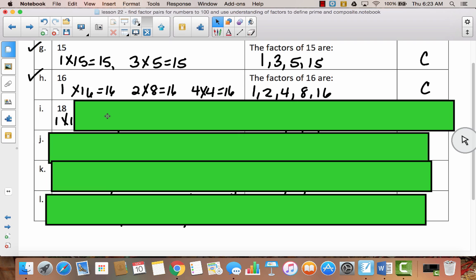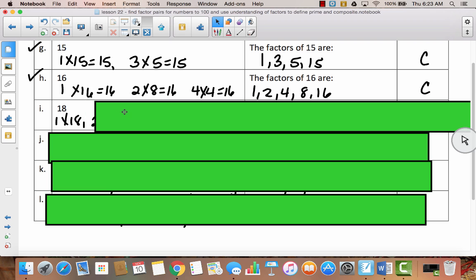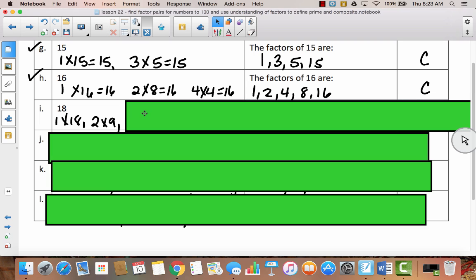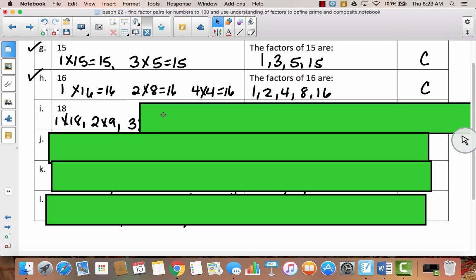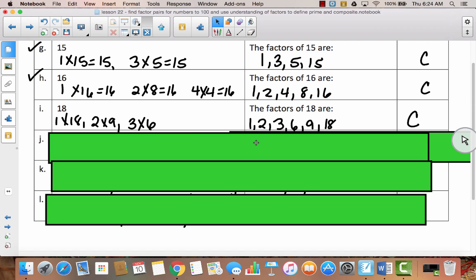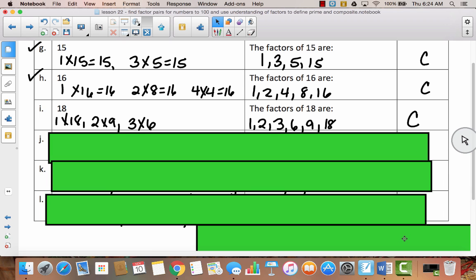So we had the number 18. So obviously we're going to start with 1 times 18, which is 18. And then I thought to myself, is there anything times 2 that equals 18? And that is 2 times 9. So after 2 would be 3. So I thought, is there anything times 3 that equals 18? And I thought, yes, there is 6. So I went through all the other numbers and nothing else equaled 18. So the factors of 18 are 1, 2, 3, 6, 9, and 18. And that makes 18 composite.